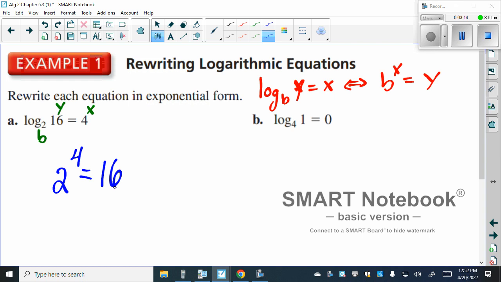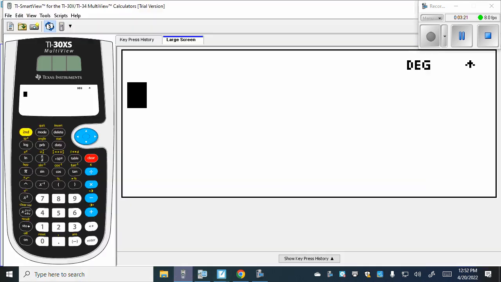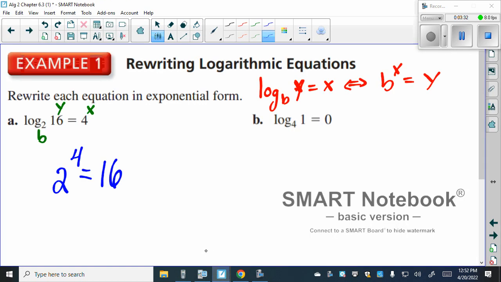Now, in exponential form, we can actually check this. 2 to the 4th equals 16, because I can grab a calculator and say 2 to the 4th and hit enter, and it tells me that it is indeed 16. So when we're rewriting them where it's all numbers, we can check what 2 to the 4th is. If indeed it is 16, then we have it written correctly. So log base 2 of 16 equals 4 can be rewritten as 2 to the 4th equals 16.